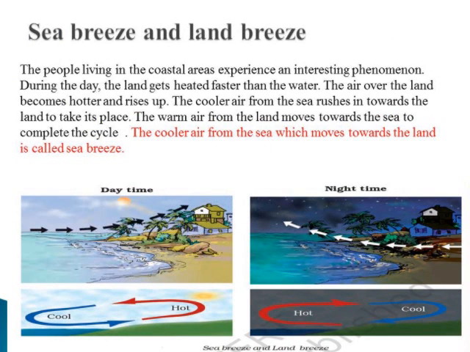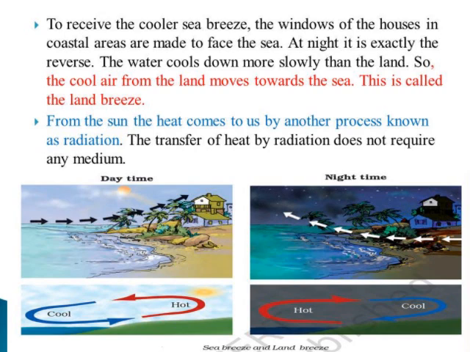Sea breeze and land breeze. The people living in the coastal areas experience an interesting phenomenon. During the day, the land gets heated faster than the water. The air over the land becomes hotter and rises up. The cooler air from the sea rushes in towards the land to take its place. The warm air from the land moves towards the sea to complete the cycle. The cooler air from the sea which moves towards the land is called sea breeze. To receive the cooler sea breeze, the windows of the houses in coastal areas are made to face the sea.